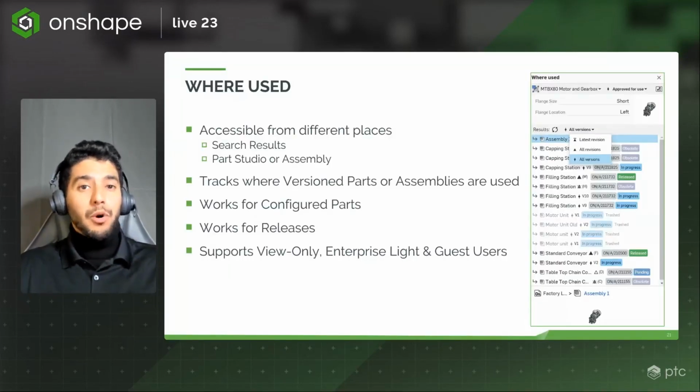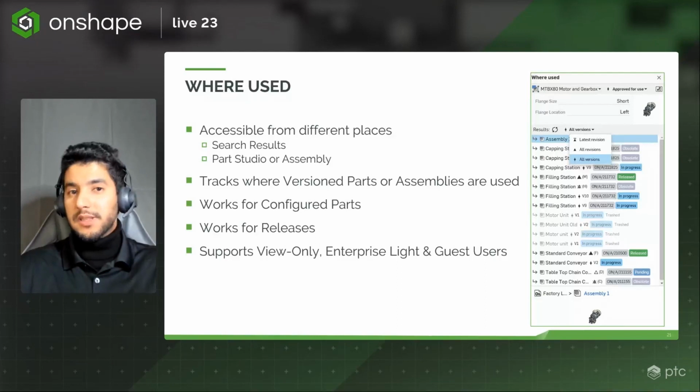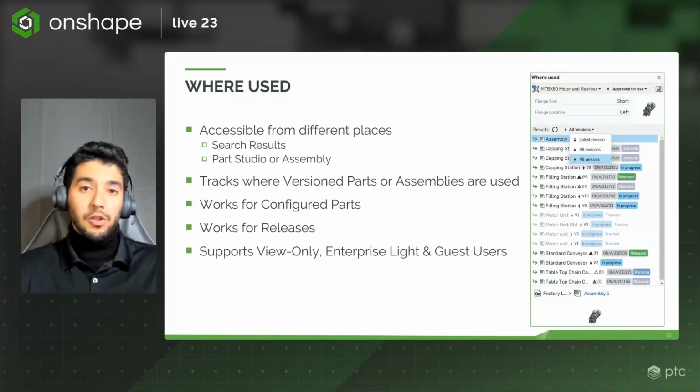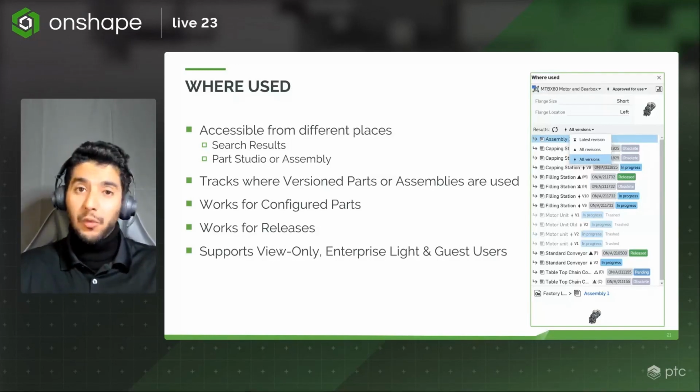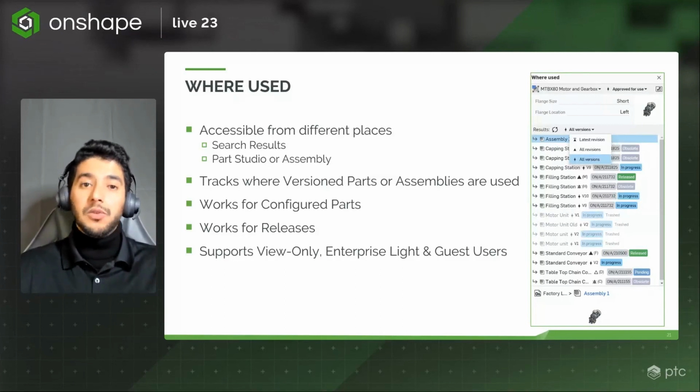Let's go over the main points we just covered together. First, you can use where use command from 2 different places in the user interface: from the search results, and within a document in a part studio or an assembly, of course. Where use shows where a version, part, or assembly are used across your organization. It works with configurations and with releases. And finally, it is supported for view only and for enterprise, light, and guest users.